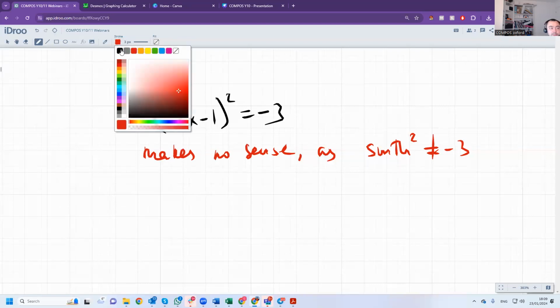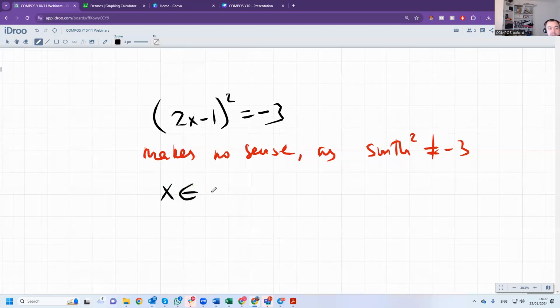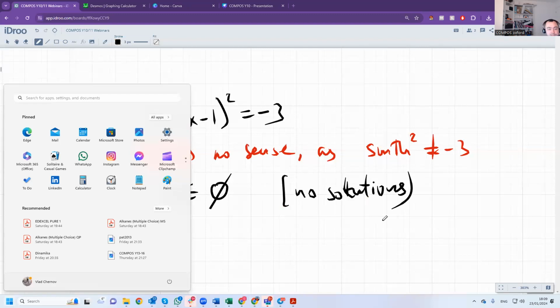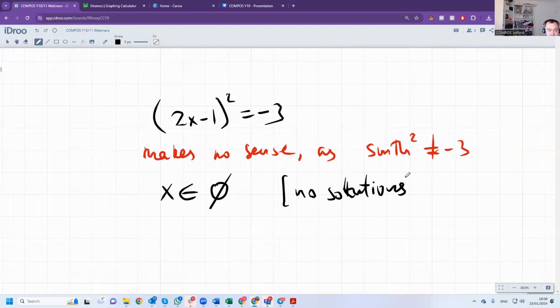Therefore, the answer is simple. x belongs to the empty set. In other words, there are no solutions. So this is just a short way of writing no solutions. x belongs to an empty set.